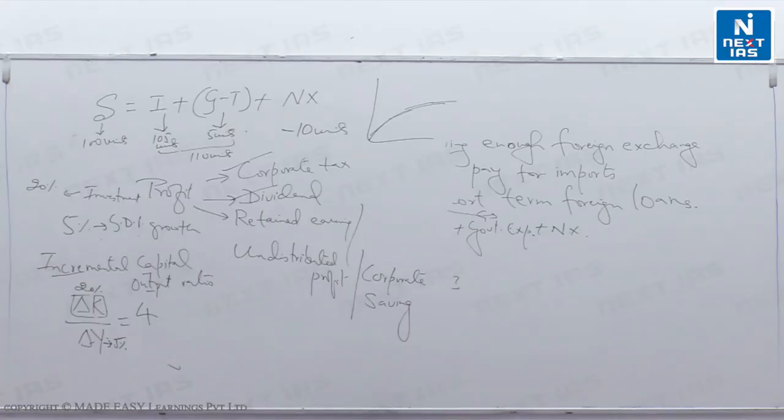clear. Again remember, undistributed profit in PSUs is firm saving. Public sector undertakings are firms, not government. Everybody should be very clear about it. Public sector undertakings will be firms, not government. All right. And tell me this, a low capital output ratio then is efficient capital or inefficient capital?